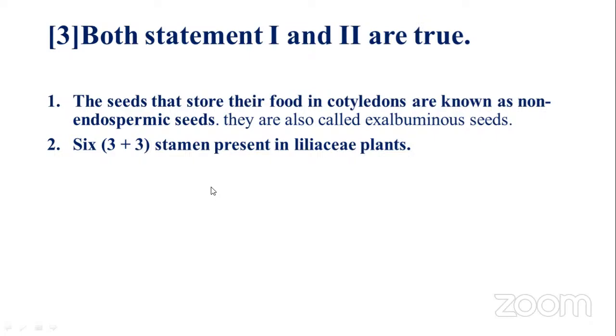The seeds in which food is stored in the cotyledon are known as non-endospermic seeds. They are also called exalbuminous seeds. So many times they have asked questions in this part, my dear students. Castor, don't forget, castor. Non-albuminous, exalbuminous seeds. Don't forget. And 6 stamens are present in the liliaceous plant. Yes, 3 plus 3. How will it be there? Know the liliaceous flower diagram. You must go there. Inside, there is an arrangement like this.